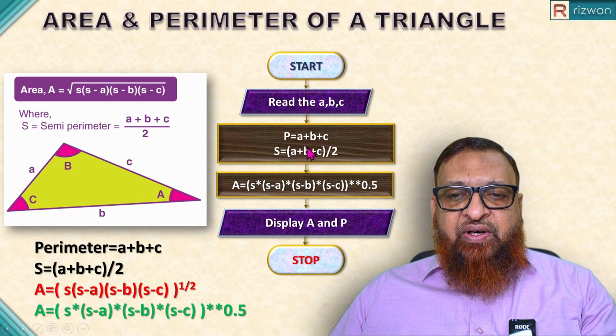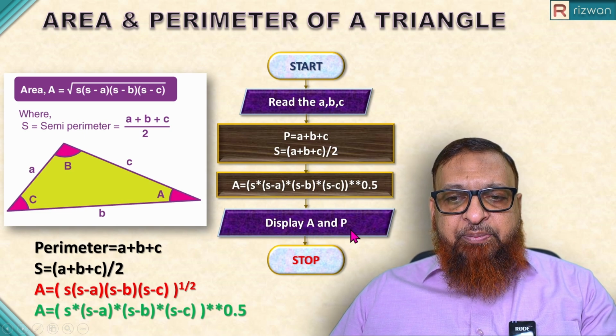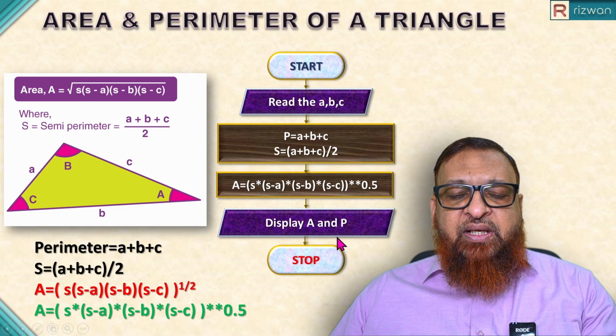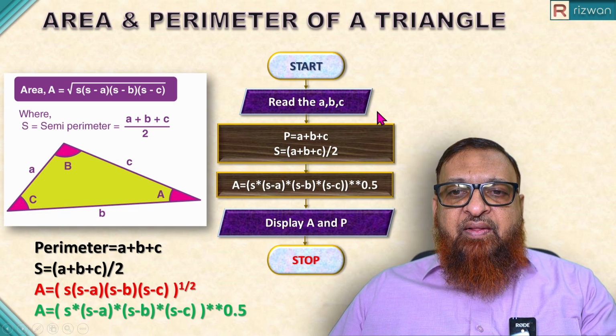Then once we have done that, we are going to display what? A and P, that is area and perimeter, we are going to display. Then we are going to stop the program. This is a flow chart.